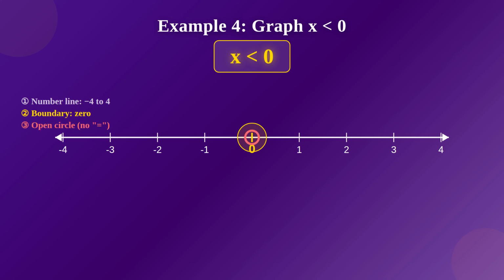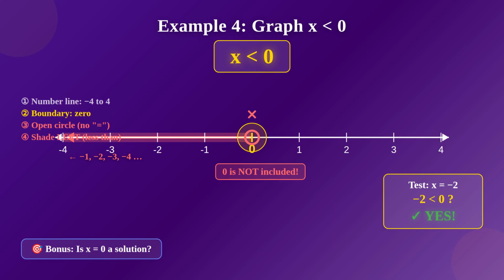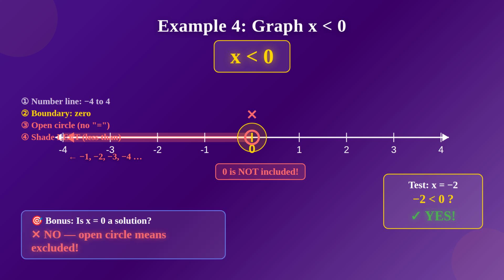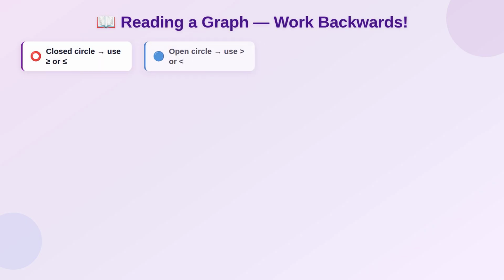One more. x is less than 0. This one uses 0, which sometimes trips people up. Step 1. Number line from -4 to +4. Step 2. 0 is our boundary. Less than, no equal sign, open circle at 0. 0 is not included. Step 3. Less than means to the left, so shade left. Step 4. Test -2. Is -2 less than 0? Yes. Negative numbers are always less than 0. Open circle at 0, shading left. And here's a bonus question. Is 0 itself a solution? Nope. That open circle means 0 is left out. Great job following along.